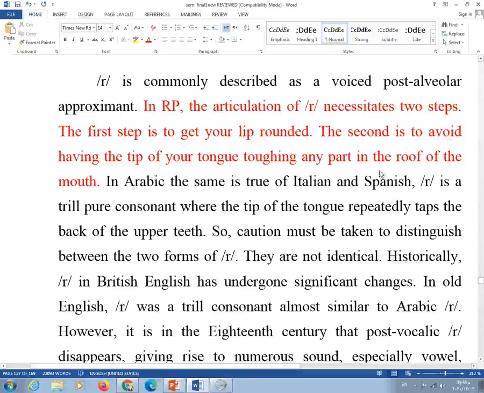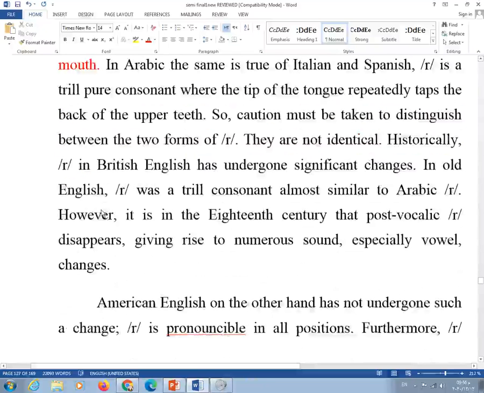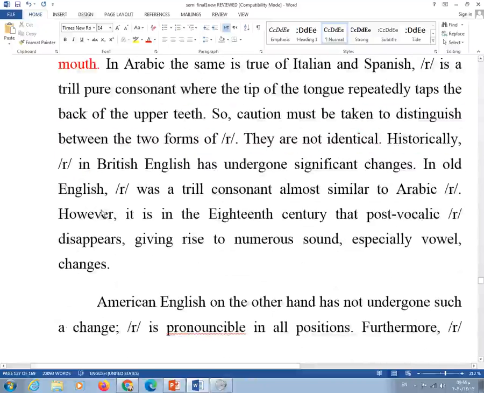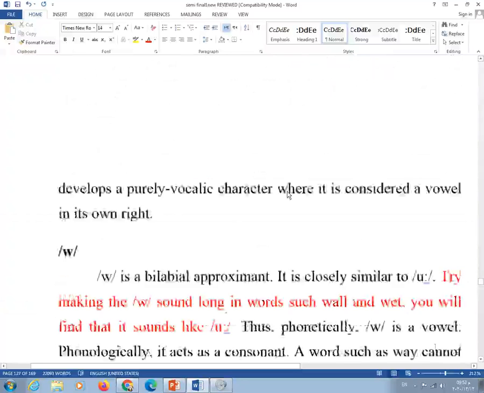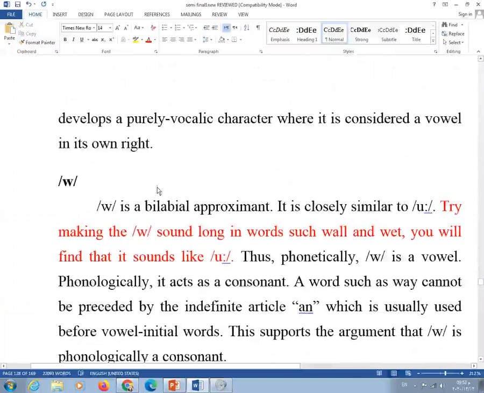Okay, R, R, R. Not Arabic r, or French, or Italian r, and so on. Of course, in American English, R is pronounced everywhere. Okay, it's a rhotic accent.